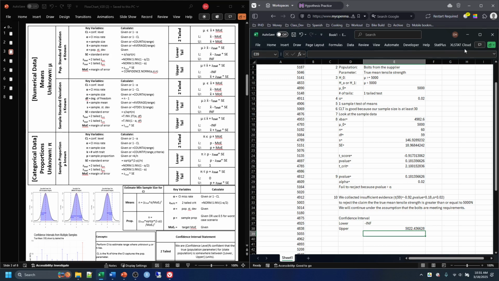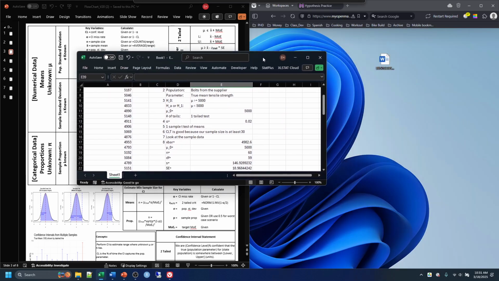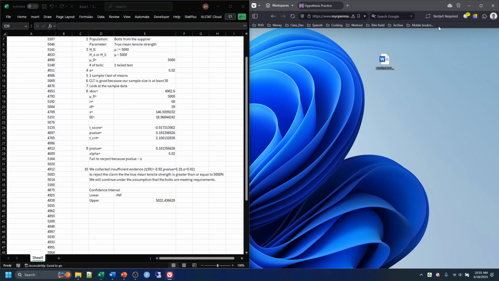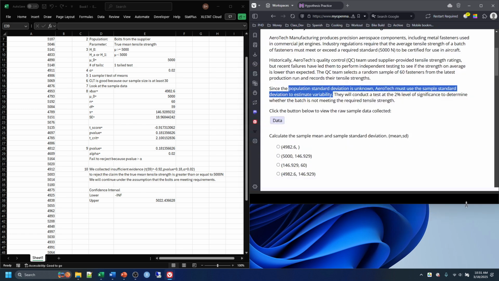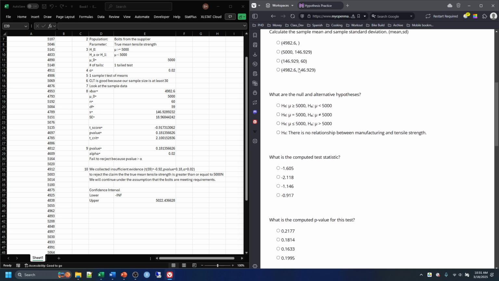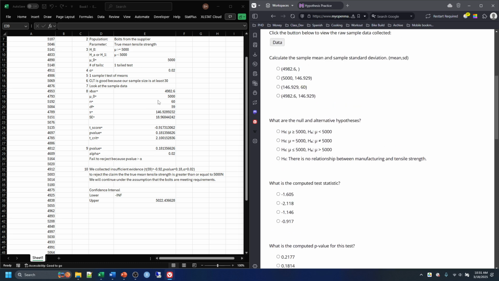Okay, so we spent a whole bunch of time doing this. Let's actually go back to the problem now and see what we can do. Let me go ahead and open this up. Okay, so the first thing here, calculate the sample mean and the sample standard deviation. Our sample mean was 4982 and our standard deviation was 146. And so it looks like we've got that right there.